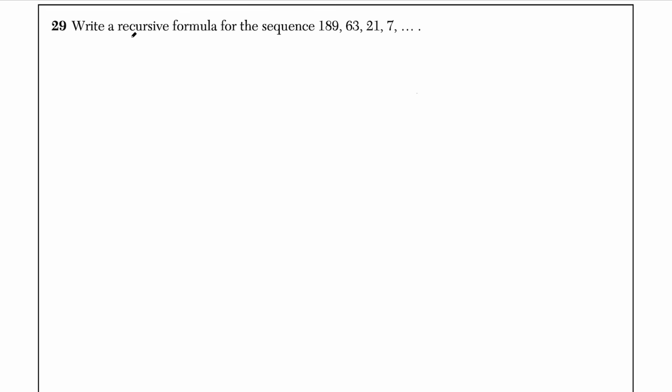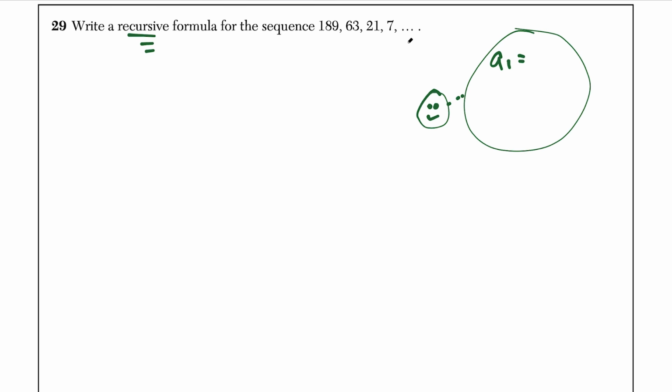Question 29, we want to write a recursive formula for this sequence here. So for this question, there's two very important things we have to know. For one, we have to know what a recursive formula is, and that's when you start out with some terms. So here we're starting out with the first term is 189, and you could start out with 2 terms, 3 terms, or more, but your a sub n term, your general term, is built by the stuff before it. So what I'm thinking about is we're going to have a sub n equals something, and we're going to have an a sub n minus 1 attached here. Sometimes we have an a sub n minus 1 and an a sub n minus 2 term attached here, but in this case here, it's going to be simpler.